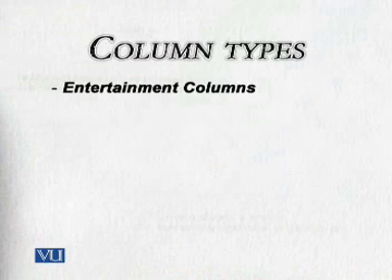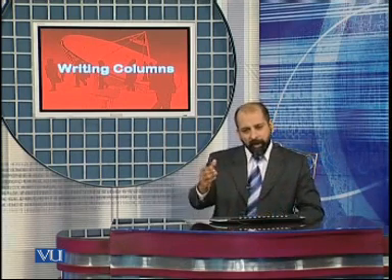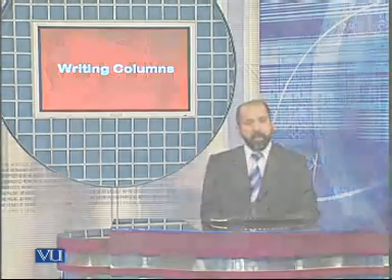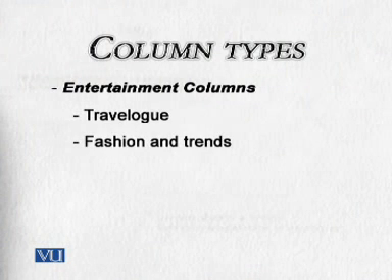Then another important type of columns: entertainment columns, and there is a long list of them. For example, travelogues, columns about traveling. Let's say the columnist ABC was on a trip to Europe. He comes back and, in episodes, starts writing all his experiences and observations. So these are called travelogue columns. Then come fashion and trends, very common these days in newspapers and magazines.